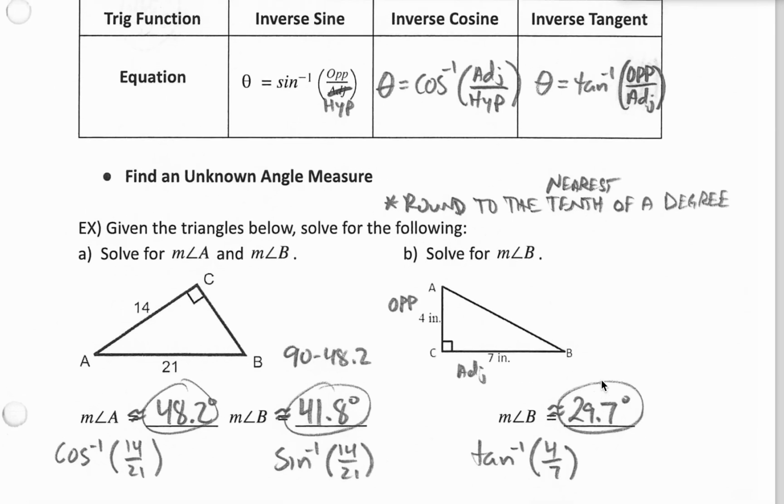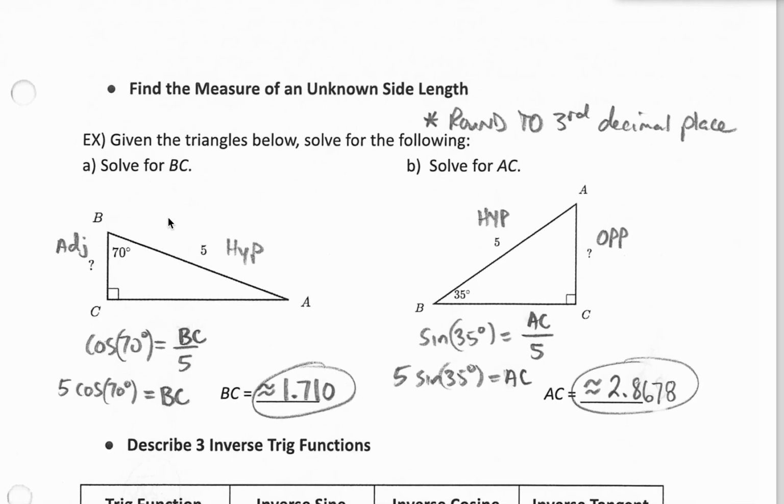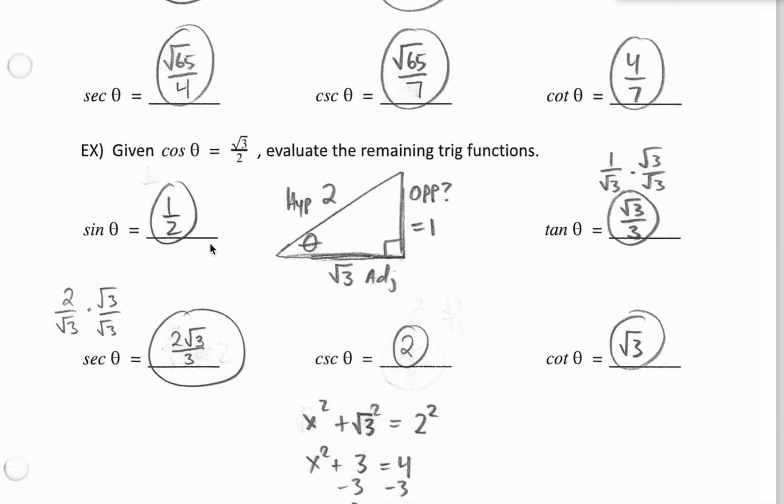All right, so there's how we can use trig functions. We can use them to solve for unknown angles in right triangles. We can use them to find unknown side lengths as long as we have at least one angle in one side. And we can use them to write ratios of all of our other trig functions. So good luck practicing.